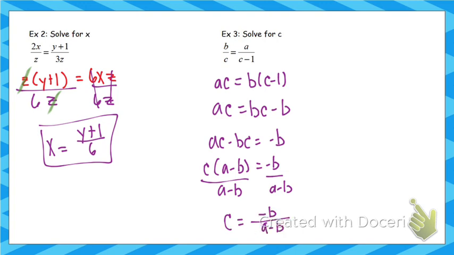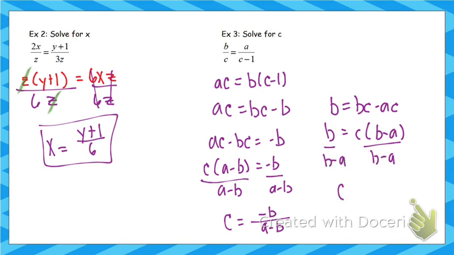Now keep in mind, again, there are different correct ways to format your answer depending on how you solve this. Let's say if instead you did B equals BC minus AC. Then when you factored that out, you would divide by B minus A, and you would get this as an answer. That's not wrong. It's just a different way of rewriting it.